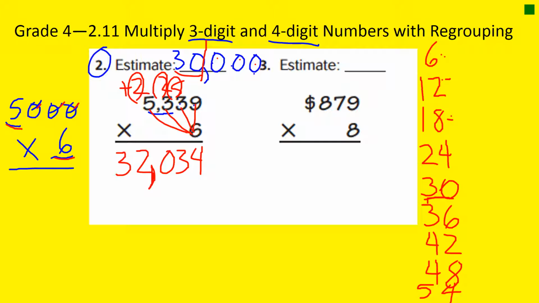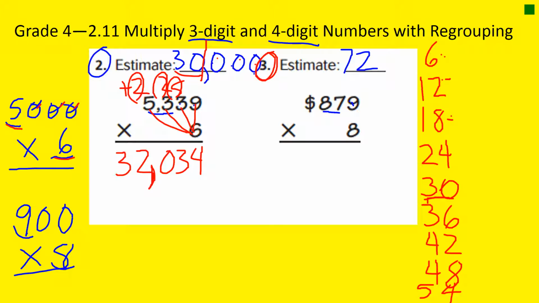Now let's look at number 3. Estimating again, so 879, that is going to round to, you know, 900, right? 87 is closer to 90 than it is to 80, and then we have our 0 right there, 4 right there for the ones place. So 900 times 8, let's do our basic fact. 8 times 9 is 72, bingy bongy, 2 zeros, 7,200.